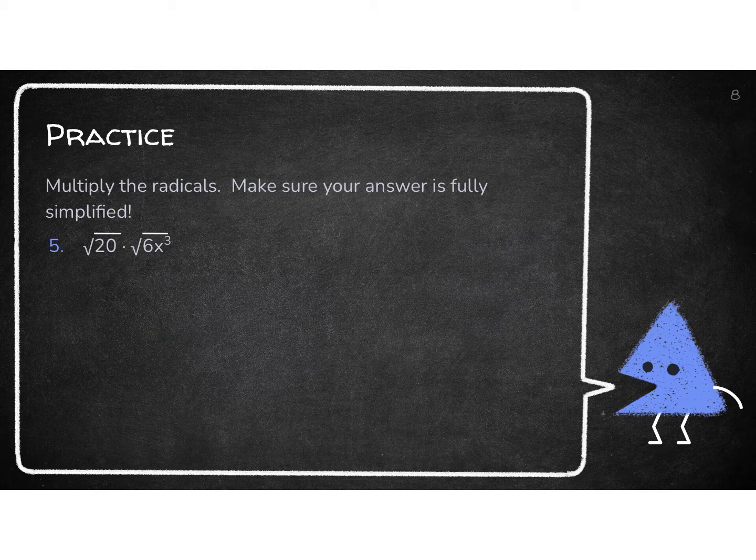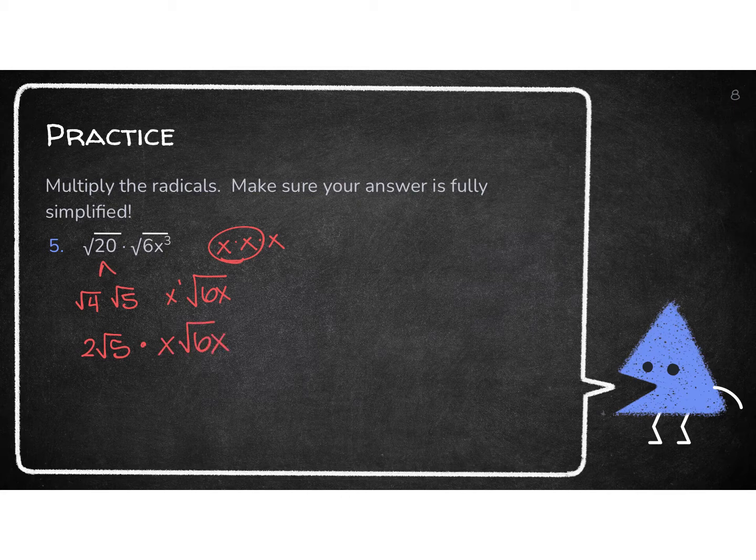All right, number 5, square root of 20 times square root of 6x to the 3rd. We're going to simplify if possible. So square root of 20 is going to give me square root of 4 times square root of 5. And then I can't simplify 6, but I know that I can do x to the 3rd, because that's going to bring 2 of them out front. So I'm going to have x times square root of 6x underneath. Okay, so when I simplify this even further, square root of 4 is 2 square root of 5. Remember, I'm multiplying these. So times x square root of 6x.